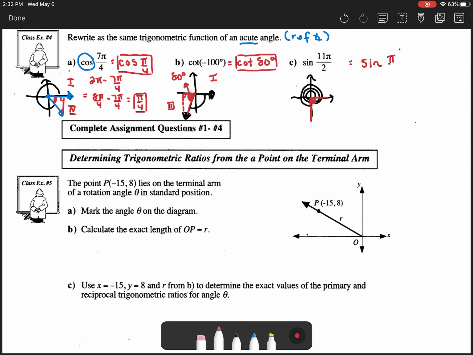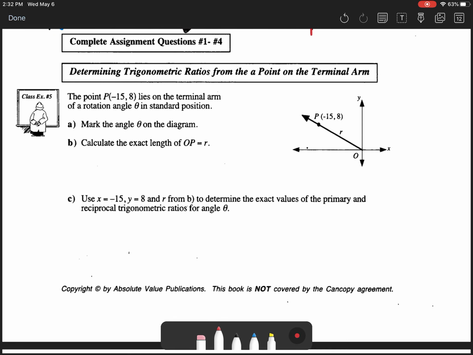So if I had to use the same ratio, sine, and the reference angle, which is pi over 2, there's an issue because sine of 11 pi over 2 is a negative value because I'm down in quadrants 3 and 4. Sine of pi over 2 is a positive value, so to make them the same number, I'd have to multiply that expression by a negative. So negative sine pi over 2 would give me the same value as sine of 11 pi over 2. Okay, and that's what they're asking you to do in that question.